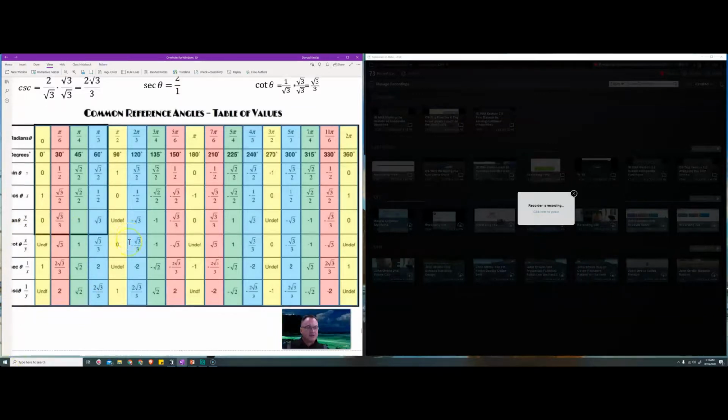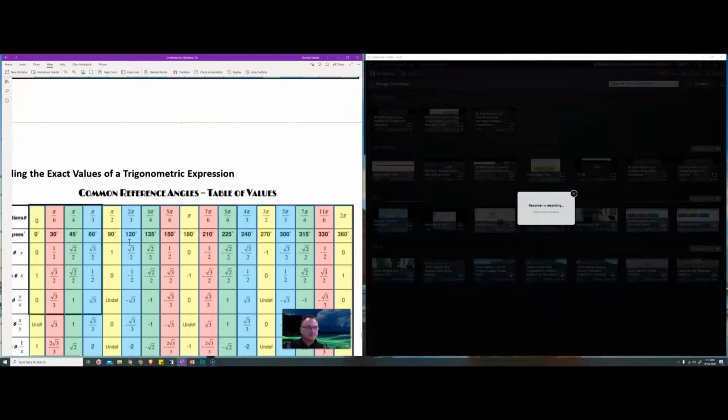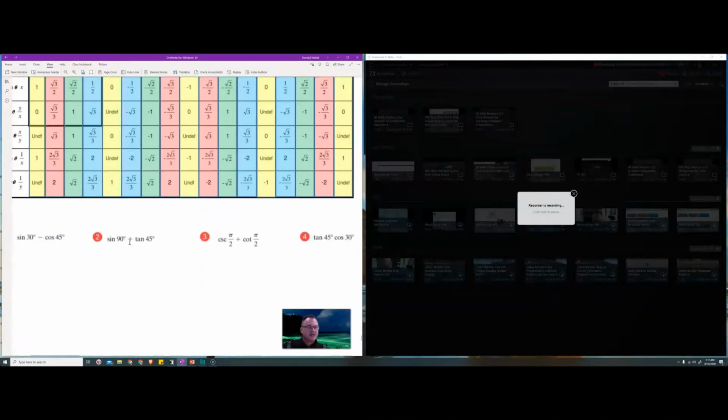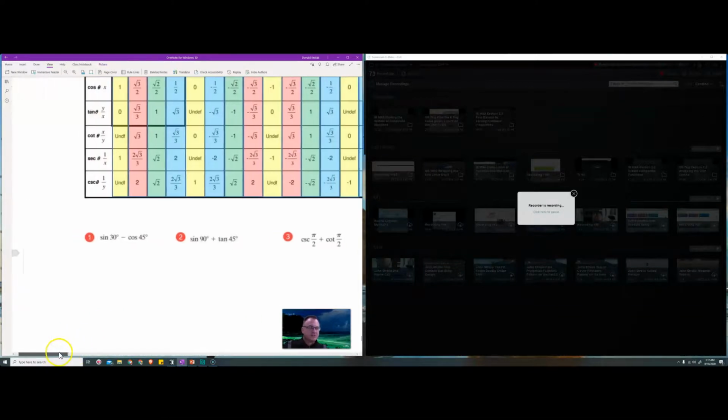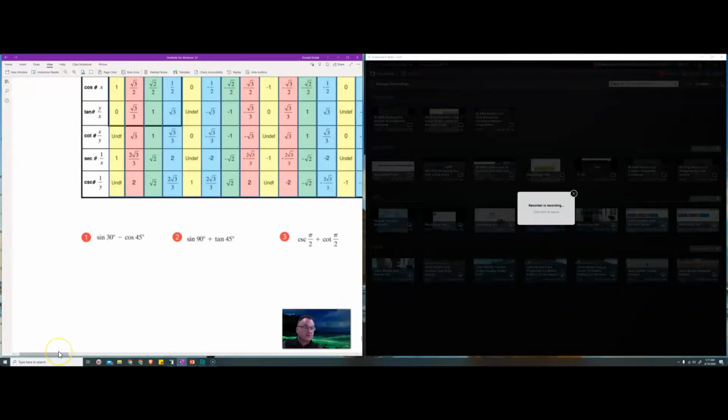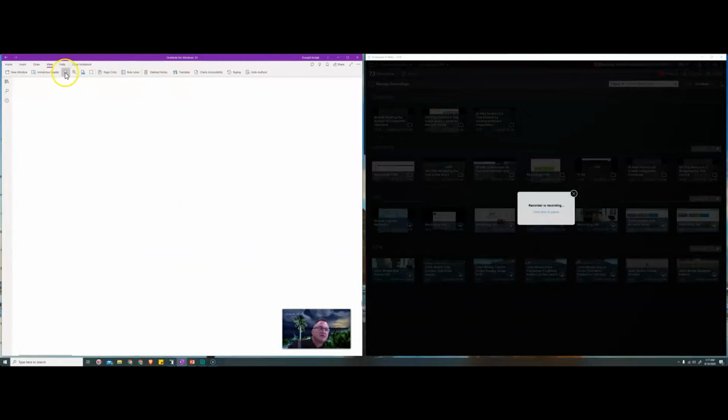Alright, now what you're going to do is use this chart to find the exact value of a trig expression. So a trig expression is just, well, you're looking at them right now. Sine of 30, cosine 45. So all I do is just go take those values off of this chart and end up doing the arithmetic.